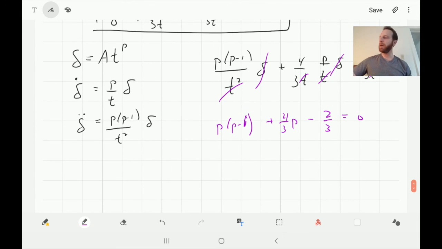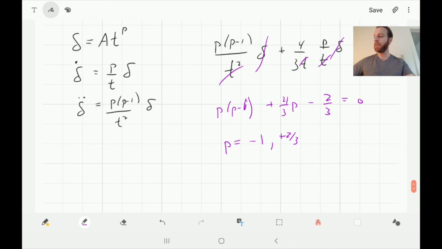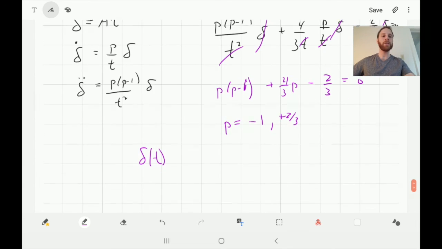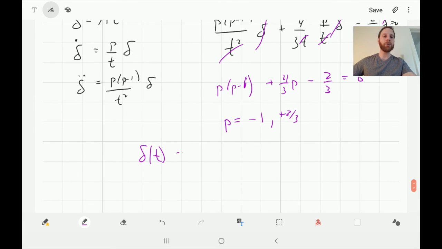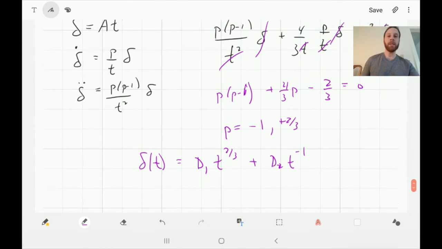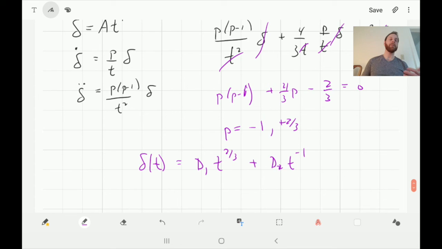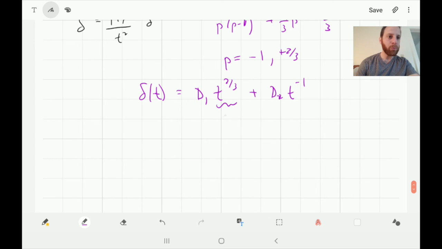And, well, apparently there's a quadratic equation here. You would find that p is apparently equal to minus 1 or plus 2/3, and that is exciting. What you apparently find is that the overdensity would evolve like this. It would have one term, I'll call it d1, times t to the 2/3. That's the growing solution, and there's a decaying solution as well that goes like t to the minus 1. Remember that we're in this limit where the scale factor grows like t to the 2/3.